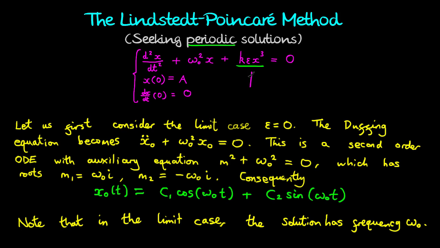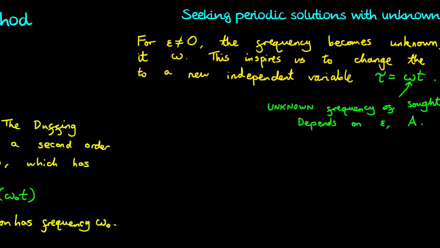However, when you have got this term here, this term in x cubed, in other words when epsilon isn't 0, then it's not quite so straightforward. You can't just immediately solve this using the normal auxiliary equation type of method, because it's no longer a linear differential equation. This is a non-linear term because of this x cubed here. So although in the limit case the solution has got frequency omega naught, it's not so easy to say what the frequency is when you're not in the limit case, so when epsilon isn't equal to 0.